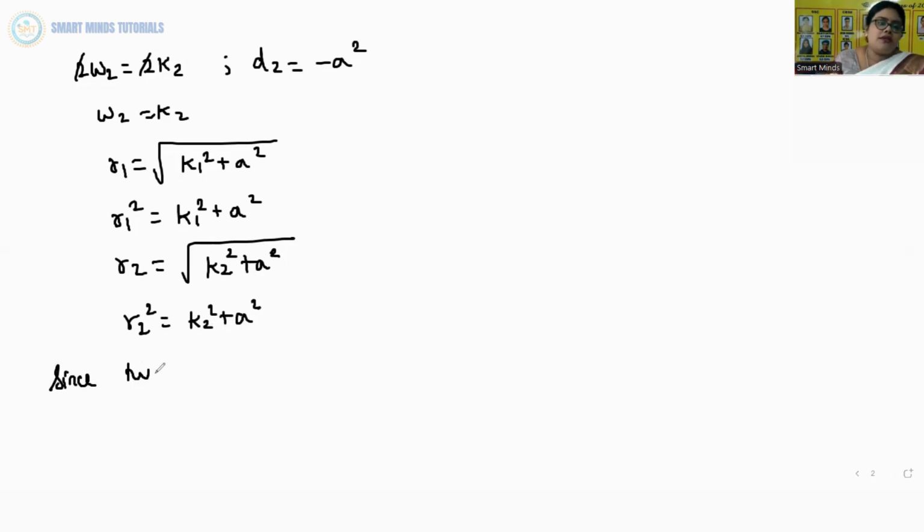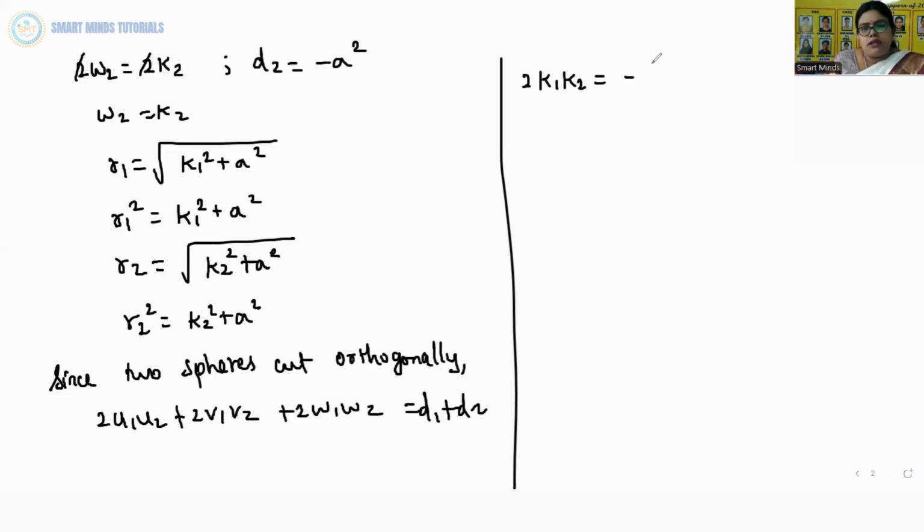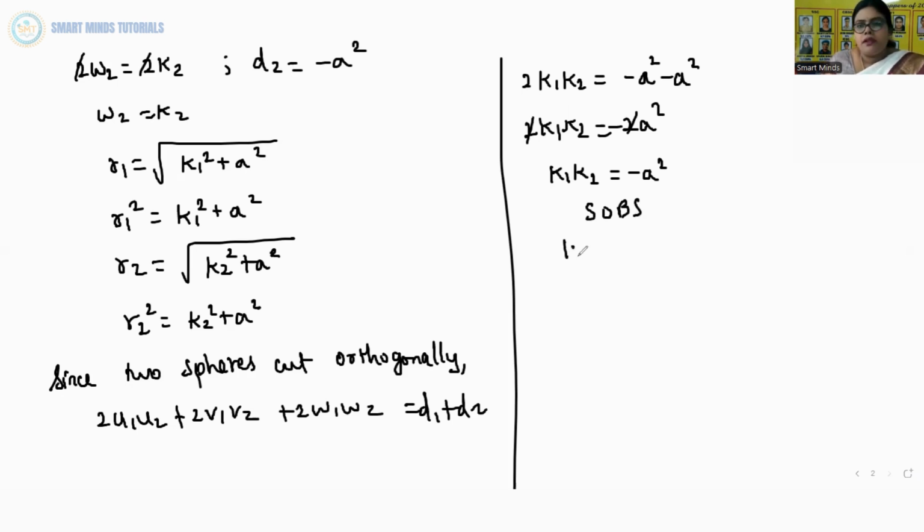Now, since two spheres cut orthogonally, what is the condition we have for orthogonal? 2u1u2 plus 2v1v2 plus 2w1w2 is equal to d1 plus d2. This is the orthogonal condition. So if we substitute the values, 2k1k2 equals to minus a square, so you get 2k1k2 equals minus 2a square. 2 cancel. You get k1k2 equals to minus a square. Now squaring on both sides, what do you get? k1 square k2 square is equal to a power 4.